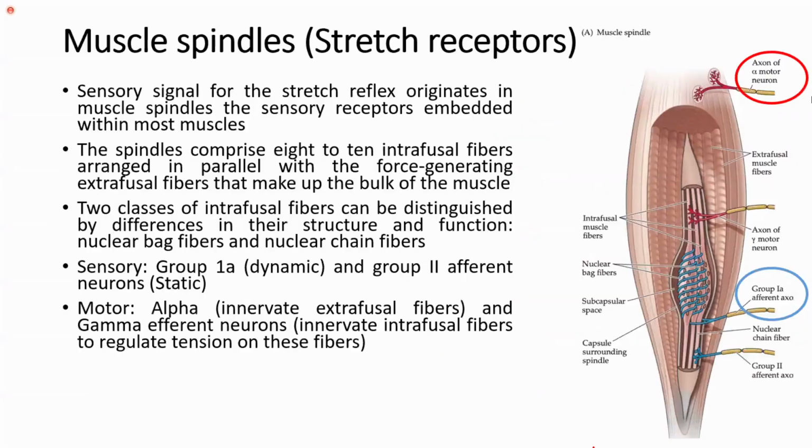As we said, the sensory receptors found within our muscles are the muscle spindles. As we learned, muscles consist of which fibers? Anyone? How many types of fibers does the muscle consist of? Two types of fibers.